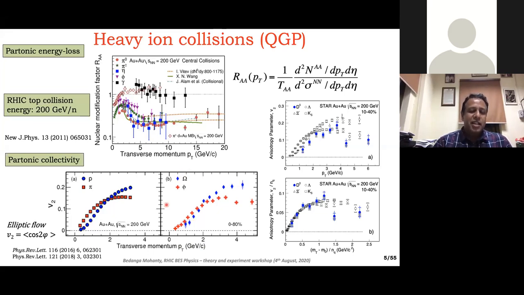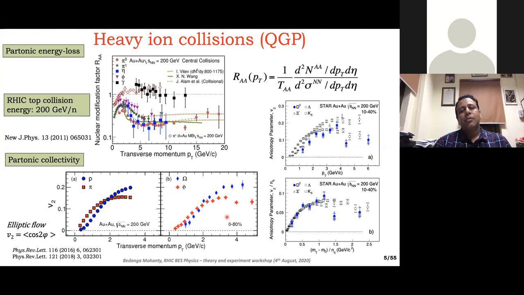You see some distinct features. Below 2 GeV of transverse momentum, there is a mass ordering, which is consistent with hydrodynamic-like behavior. And above 2 GeV, you see this baryon-meson ordering. This has led to the discovery of number of constituent quark scaling.